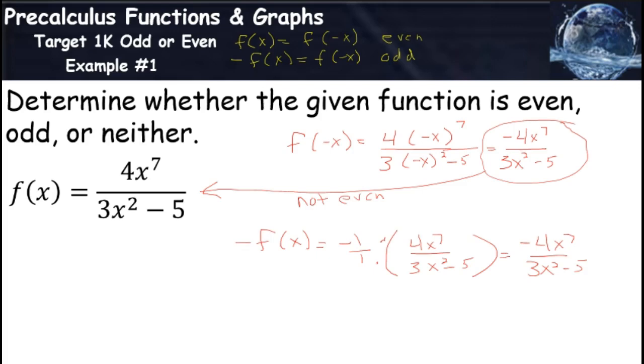So now I'm going to compare this, not with the original, but with f of negative x. So f of negative x is equal to negative f of x. And that's what we said. If negative f of x is equal to f of negative x, then it is odd. So this means it's odd.